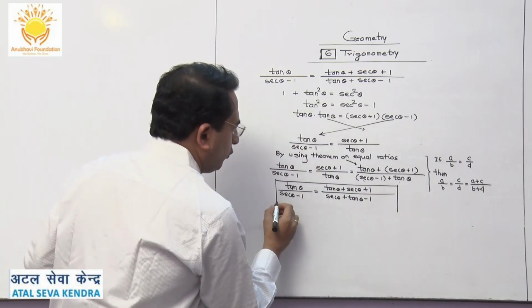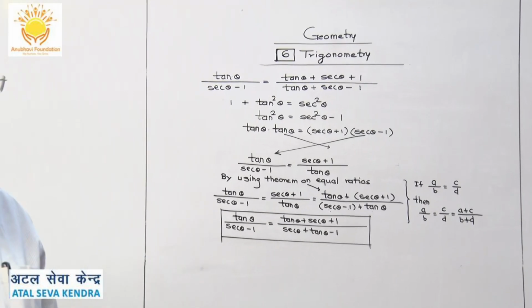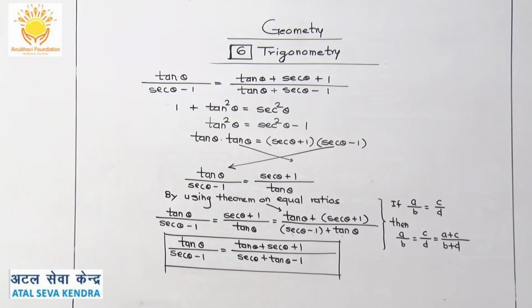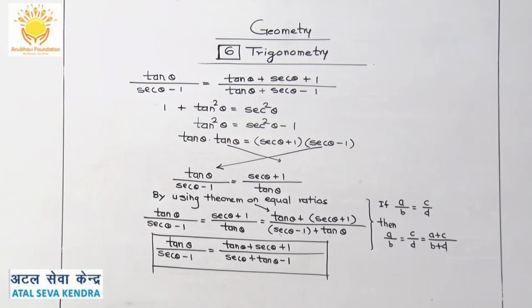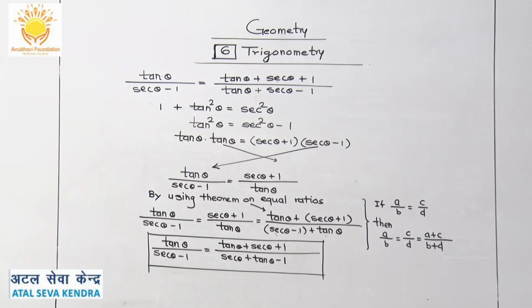Now this is what we have to highlight. This is the proof. There are certain things which we never do by writing LHS and RHS. These questions are based on the theorem on equal ratios. This is also expected for 3 marks.